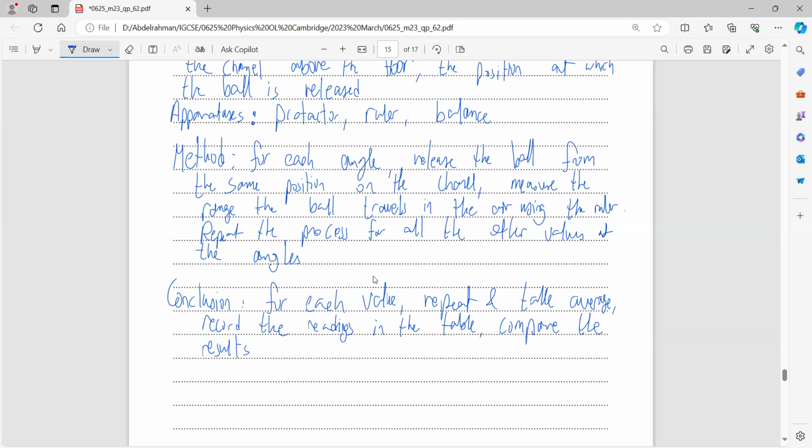What are the results I am comparing? For example, I will compare the results of the different angles with the different ranges. Yeah, that's it.